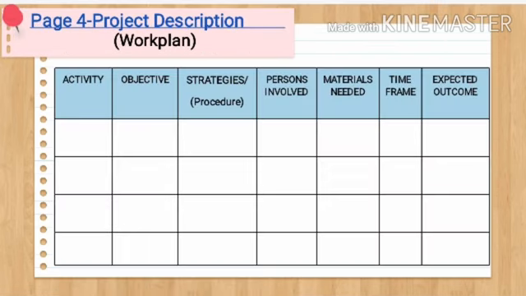So this is now our sample template for our work plan. In the first column, we have the activity. You write here the activity, and then the objective, and the strategies or the procedure you follow in undertaking the said activity that you have stated in the first column. Who are the persons involved in this activity? The materials needed, the time frame, and the expected outcome.